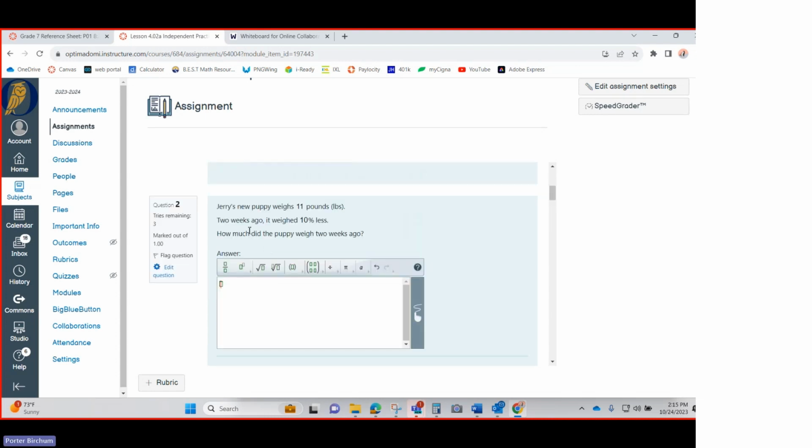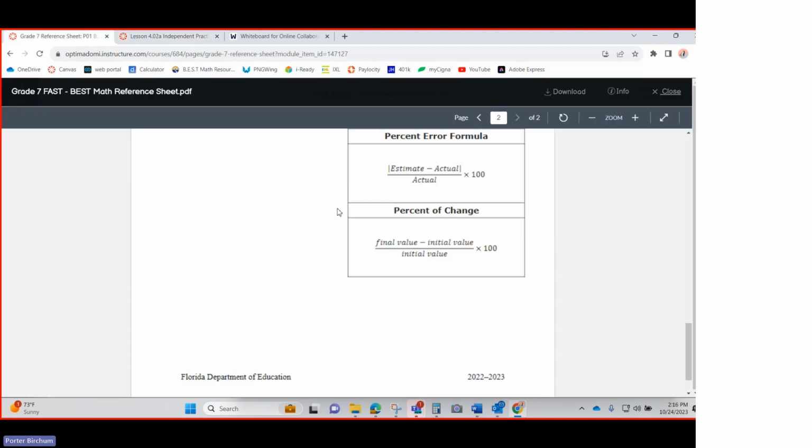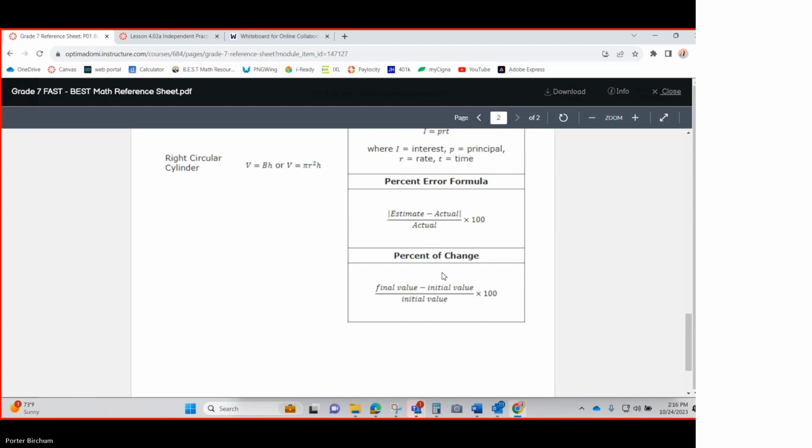Nice. Number 2. Jerry's new puppy weighs 11 pounds. 2 weeks ago, it weighed 10% less. How much did the puppy weigh 2 weeks ago? So this is kind of like a percent change question, but we already know the percent, so we don't need to use this formula. This formula is only for if we need to find out what the percent is.